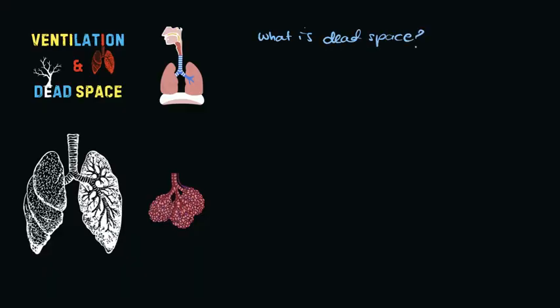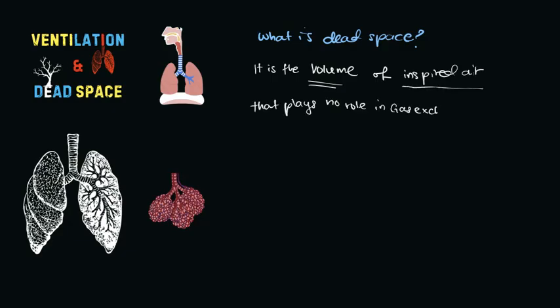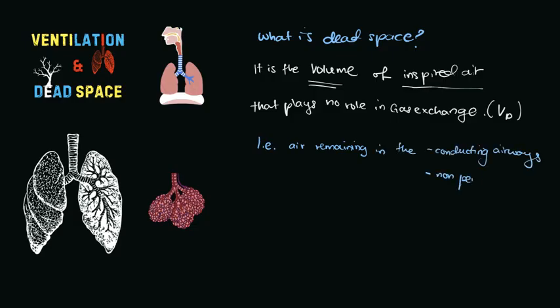So, what is dead space? It is the volume of inspired air that plays no role in gaseous exchange. We write it as VD. And that includes the air remaining inside, number one, the conducting airways, and number two, the non-perfused alveoli. You can see the markings on the left, where these are the airways and the non-perfused alveoli, where carbon dioxide and oxygen exchange does not occur.